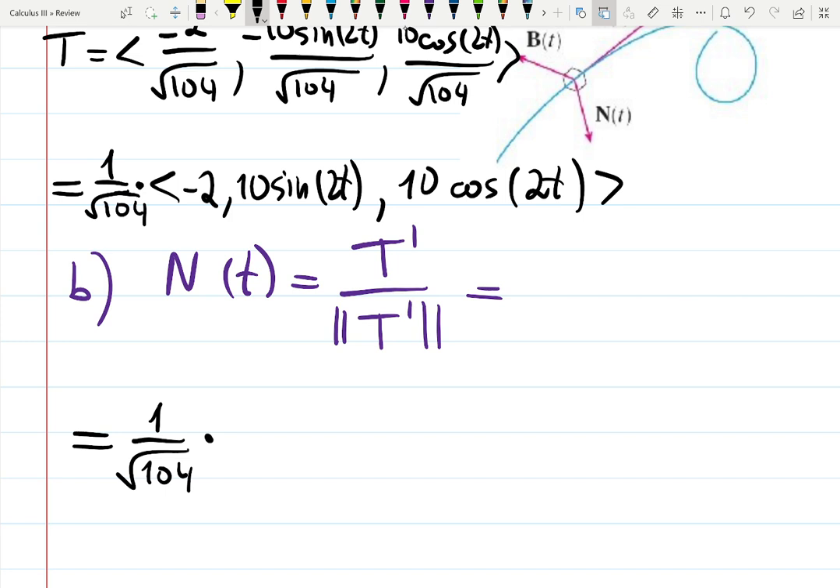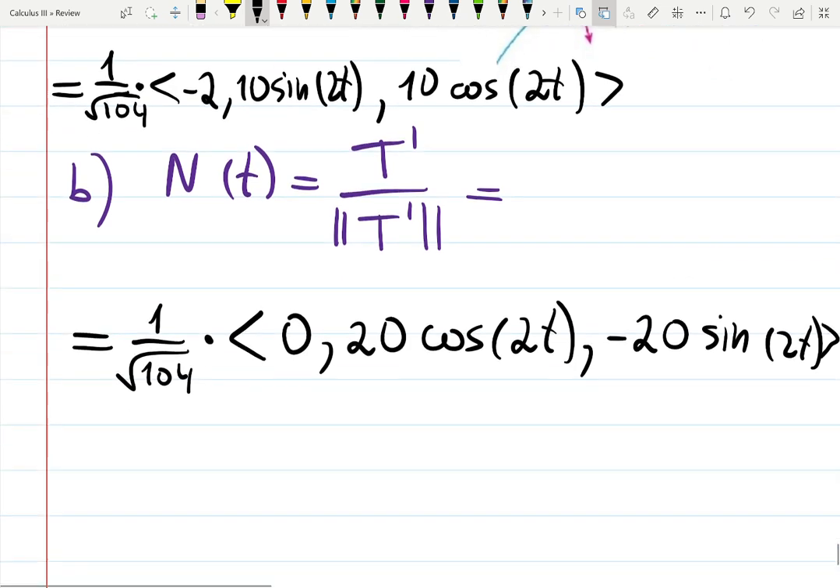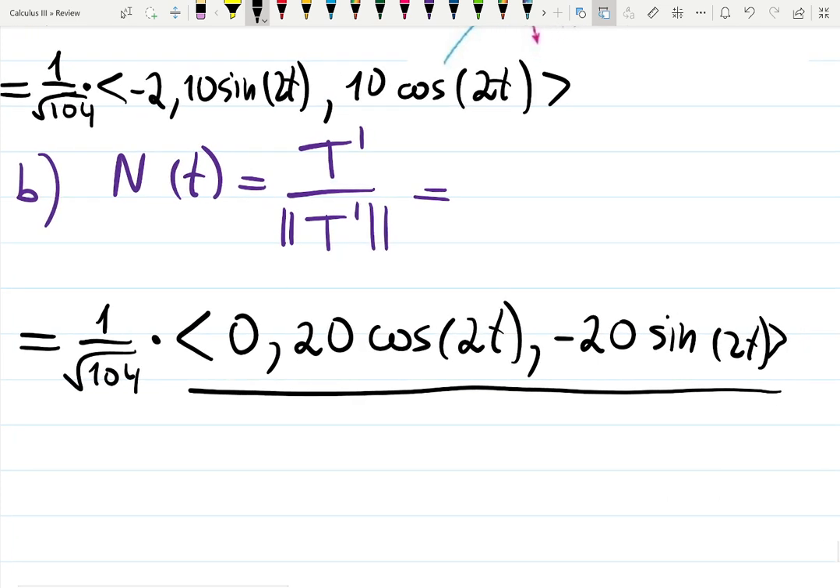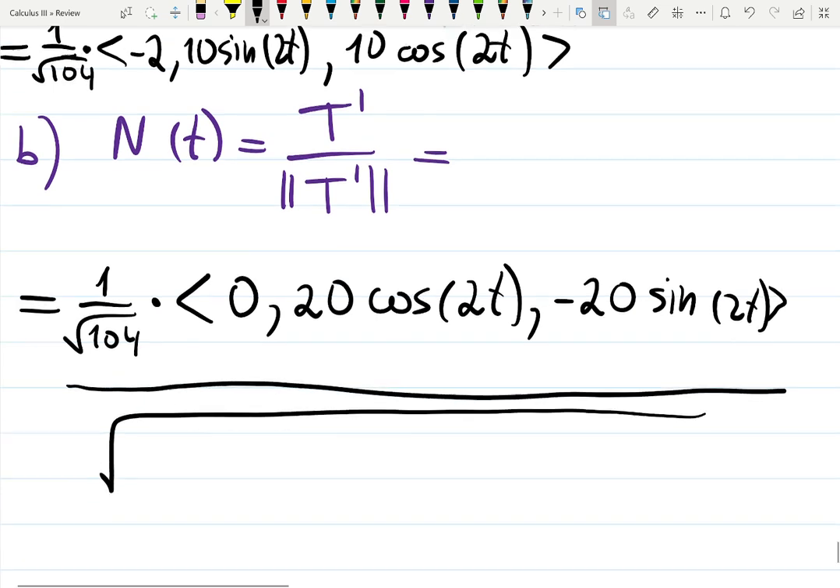We cannot drop it. Now the derivative of the components of the vector: negative 2 gives you 0. 10 times 2 gives you 20. The derivative of sine is cosine of 2t. 10 times 2 is 20, but the derivative of cosine is minus sine of 2t, so don't forget to change the sign. And all of this should be divided by the size of the derivative we just found. But remember that you also need to include this, right? So it's going to be a huge square root.